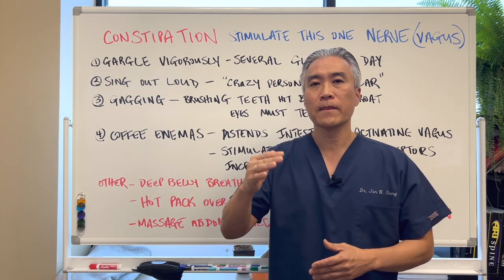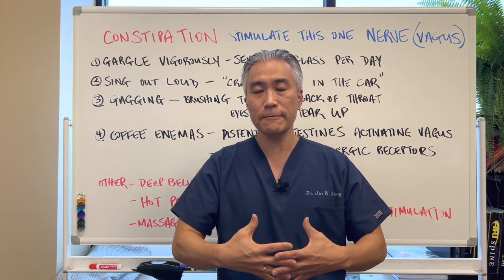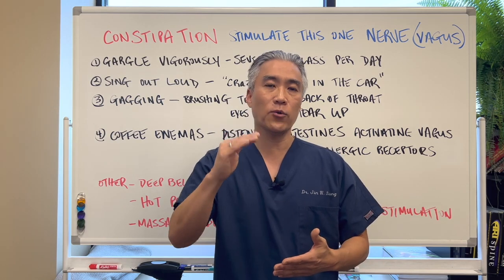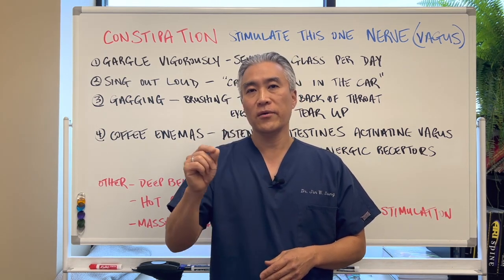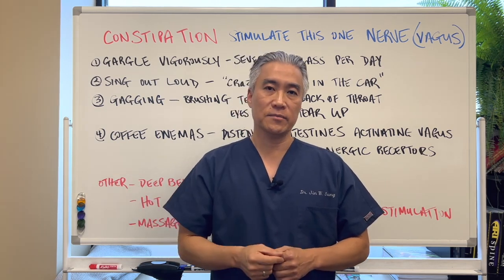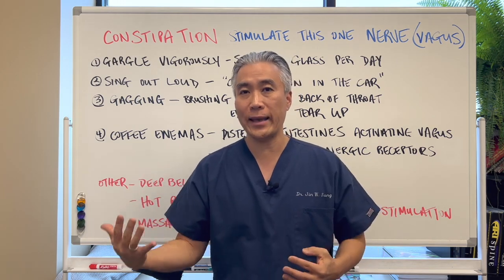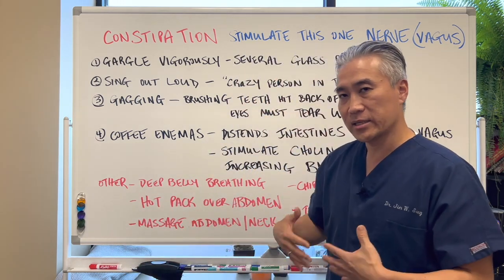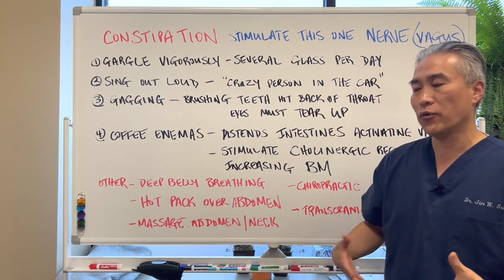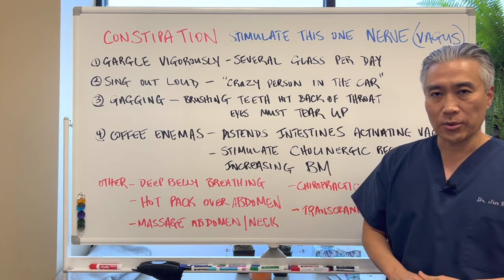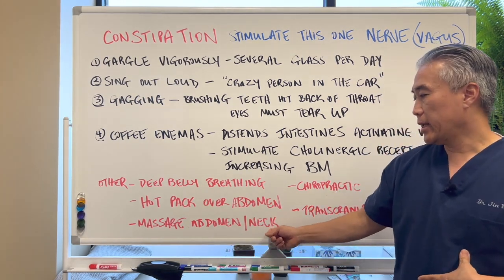Another way you can do it is you take a deep breath, belly breathing again. Let's say it takes 3 to 4 seconds to breathe in. You slow down your breath and breathe out for 6 to 8 seconds. So if you breathe in 3, breathe out 6. If you breathe in 4, breathe out 8 seconds. That's how you want to stimulate that. Another easy one you can do is use a hot pack over your abdomen. Okay? That'll help stimulate it. You can also do massage of the abdomen and the neck.